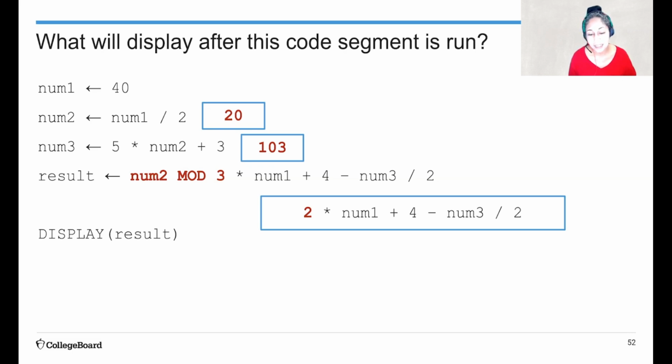The next thing then that I'm going to do in this expression is the 2 times num1. Num1 currently has the value 40, so that result is going to give me 80. Next piece is now to do my division, num3 divided by 2. Num3 currently has the value 103, so this value is going to give me 51.5. And now I could just finally work my way across. The 80 plus 4 gives me 84. 84 minus 51.5 gives me 32.5.